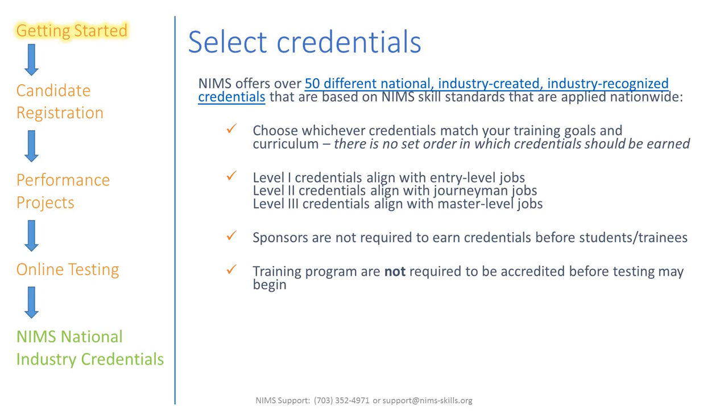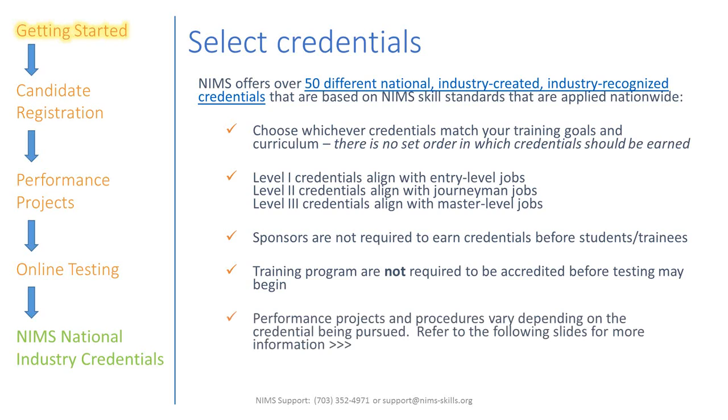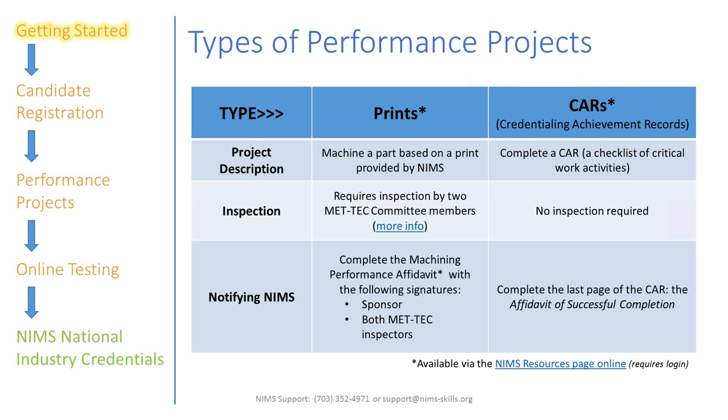Because 99% of our credentials require a performance project, it is important to also know what that entails before you decide to include a particular NIMS test in your training plan. We will spend the next few minutes identifying the different kinds of performance projects and what each entails. There are two kinds of performance projects, prints and CARs, or Credentialing Achievement Records.